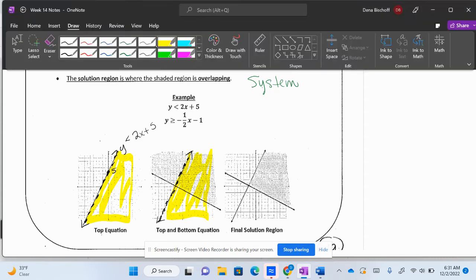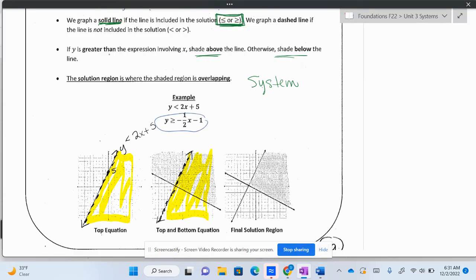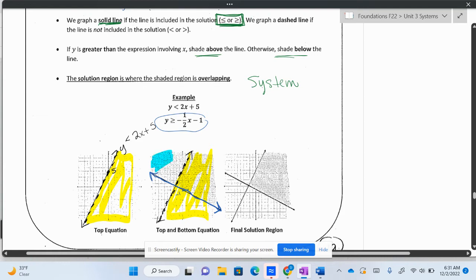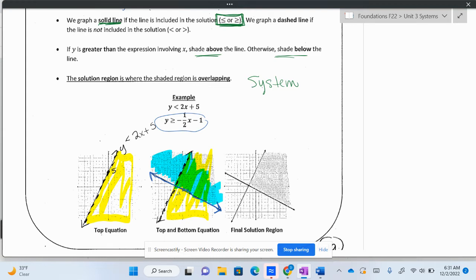And remember, we shaded below. And then the next equation, this is the equation y is greater than or equal to negative 1/2 x minus 1. So this is going to cross the y-axis at negative 1. And because it's greater than or equal to, we are going to shade above this line. Something really unique happens when we shade above this line. You'll notice that the solution is actually the region where the two shades overlap.